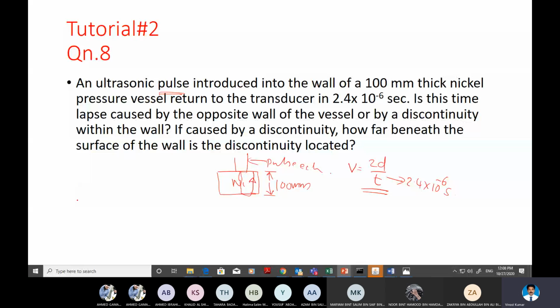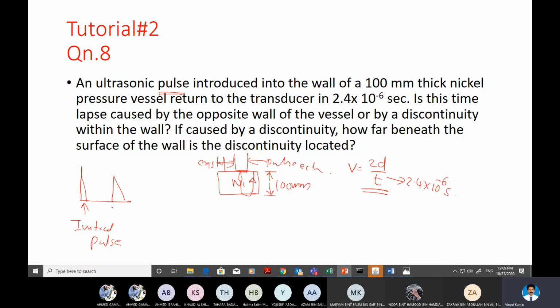You are getting a signal. For example, the first signal you will get here is called the initial pulse. You know where the initial pulse is coming from. The initial pulse is coming from between the transducer, which we call a crystal or a transducer, and the material. So the initial pulse is obtained from here.